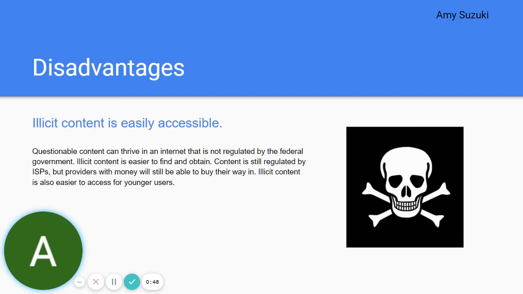Illicit content is easily accessible. Questionable content can thrive in an internet that is not regulated by the federal government. Offensive, discriminatory, racist, and obscene content is easier to find and obtain without anyone policing the internet to make sure it is not there. Content is still regulated by ISPs, but providers with money will still be able to buy their way in.